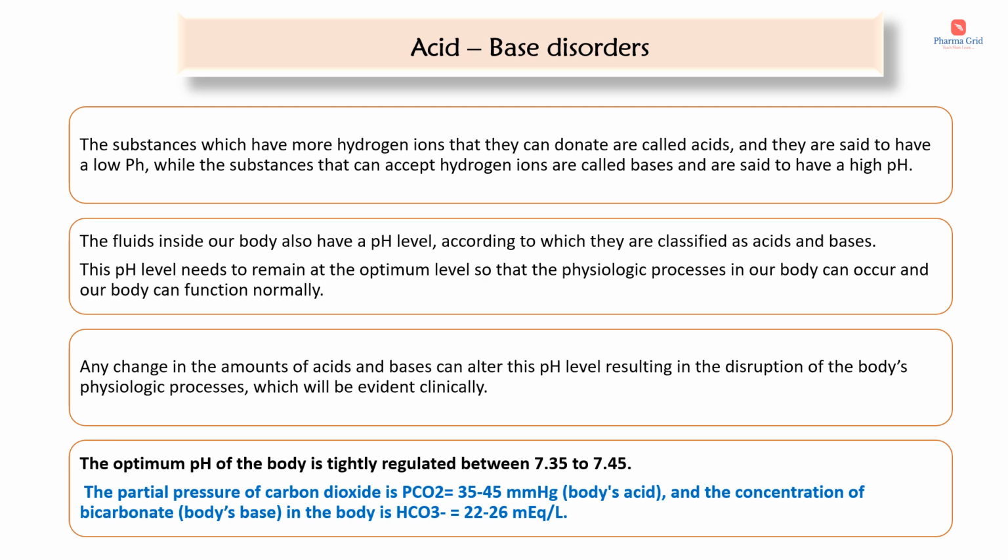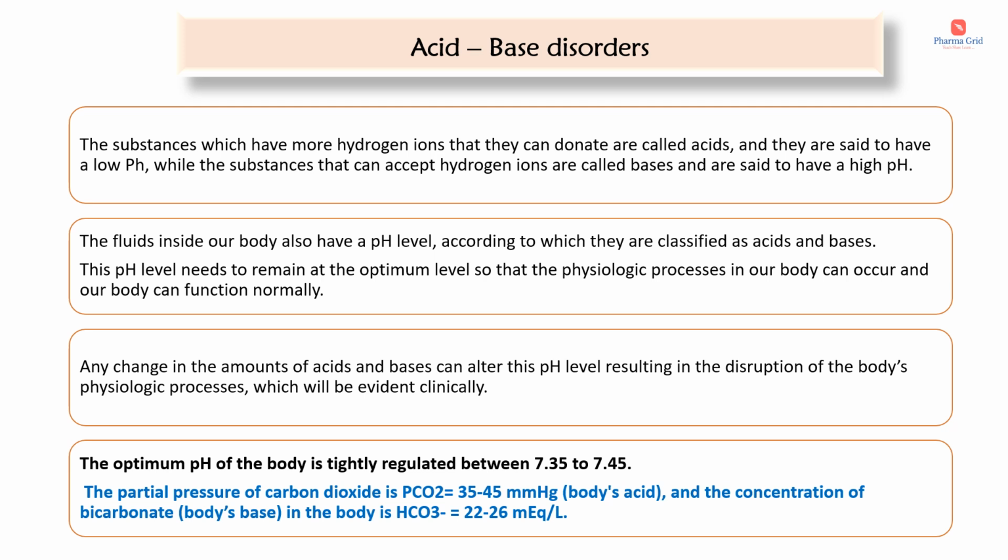The optimum pH of the body is tightly regulated between 7.35 to 7.45. So the normal body pH is in the range between 7.35 to 7.45. The partial pressure of carbon dioxide, which is denoted as PCO2, has a normal range between 35 to 45 mmHg. So this PCO2 is considered as the body's acid, and the concentration of bicarbonate in the body, which is denoted as HCO3 minus, has a normal range of 22 to 26 milliequivalent per liter, and this bicarbonate is considered as the body's base.